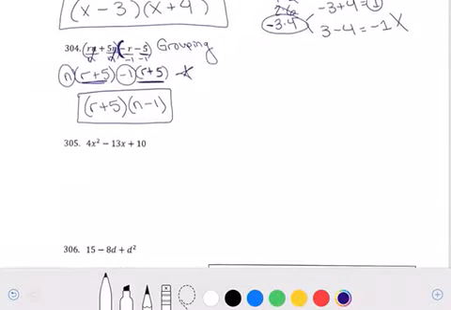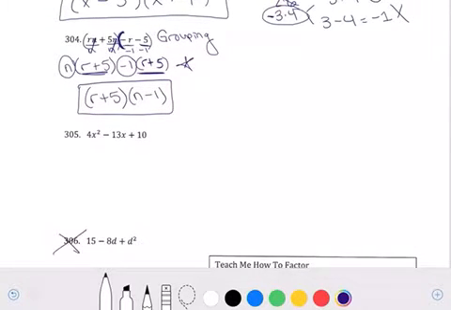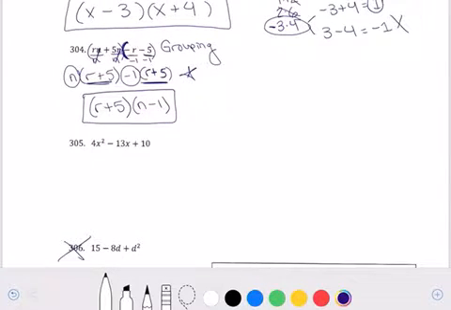All right, one more that I'm going to do with you on this video, because this next one is just another trinomial easy, which you can practice on your own. I just want to go over one of each type of factoring with you. Okay, so 305. What you would do if this was your quiz is see if it has a GCF. 4, 13, and 10 do not have a greatest common factor, so GCF doesn't work for this one.